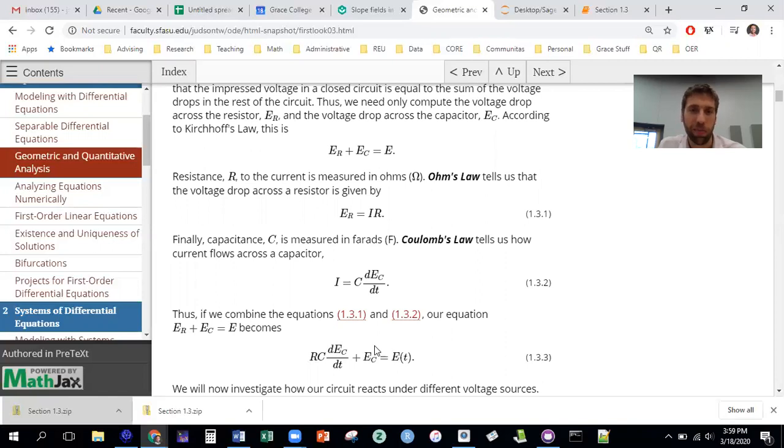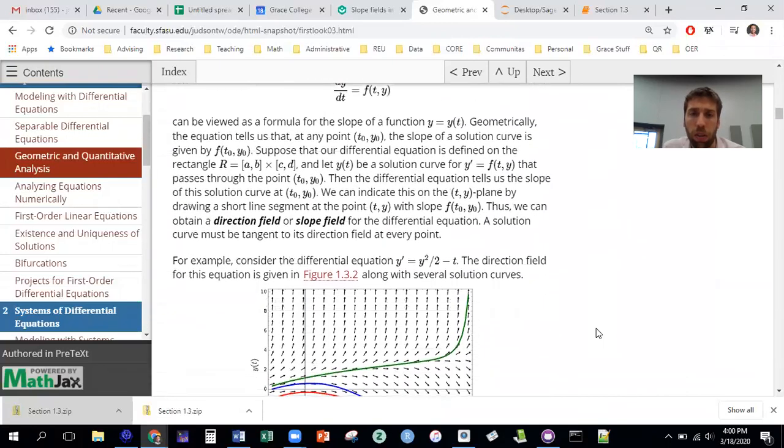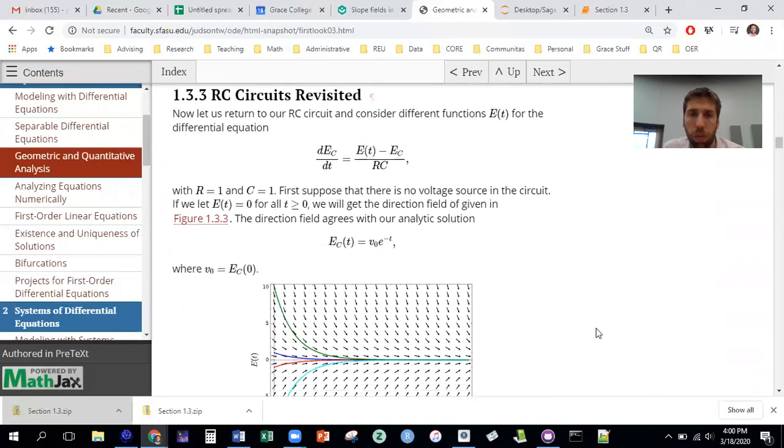I hope I don't mess up my physics terms here. It's been a while. But basically, the current going across E of T is the current from the battery or the power source, and EC is across the capacitor. So that means that a differential equation tells you how much is going across the capacitor based on what the power source is. And so then we can solve that differential equation. So then it jumps to some other things and it comes back to that.